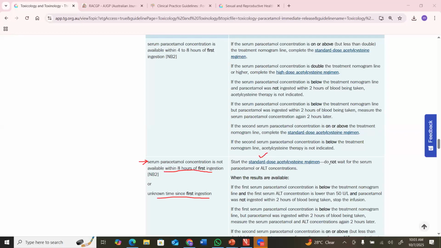Okay. They have clearly mentioned, do not wait for serum paracetamol or ALT concentration. Don't wait. Just start the infusion. Okay. When results are available, if concentration is below the treatment nomogram and first serum ALT concentration is lower than 50, in that case, we don't need to continue. We have to stop the infusion. That's what I'm trying to explain.